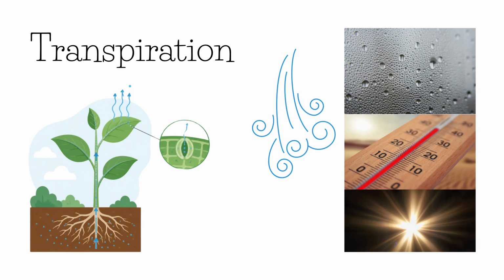Transpiration is the movement of water through plants and works due to the cohesion of water molecules, the capillary effect, as well as root pressure and evaporation pull. To increase transpiration, increase wind speed, temperature, and light intensity, and decrease humidity.